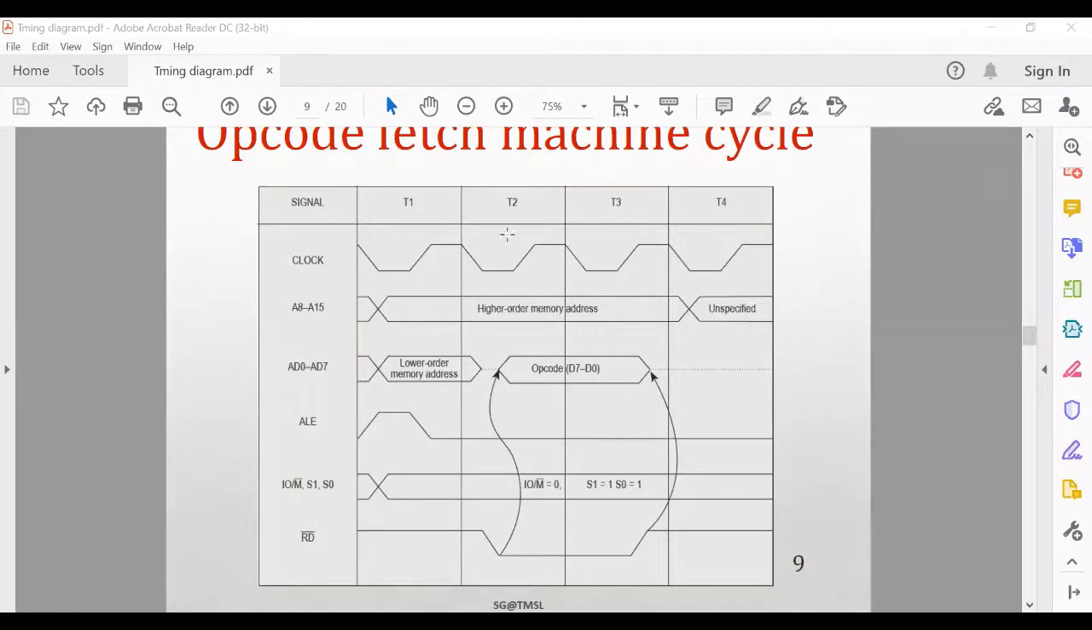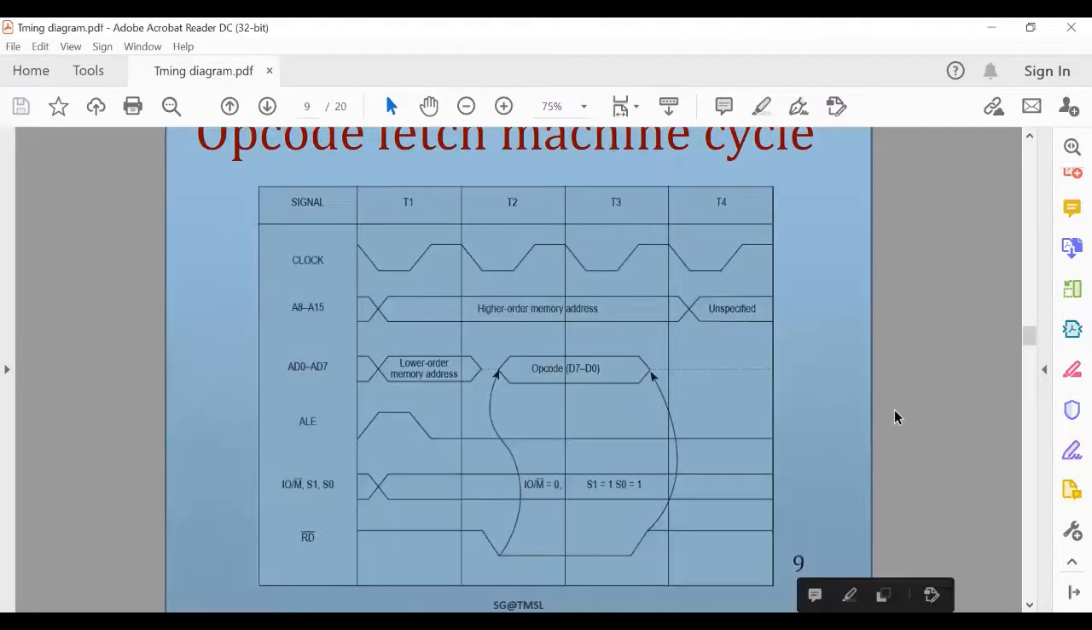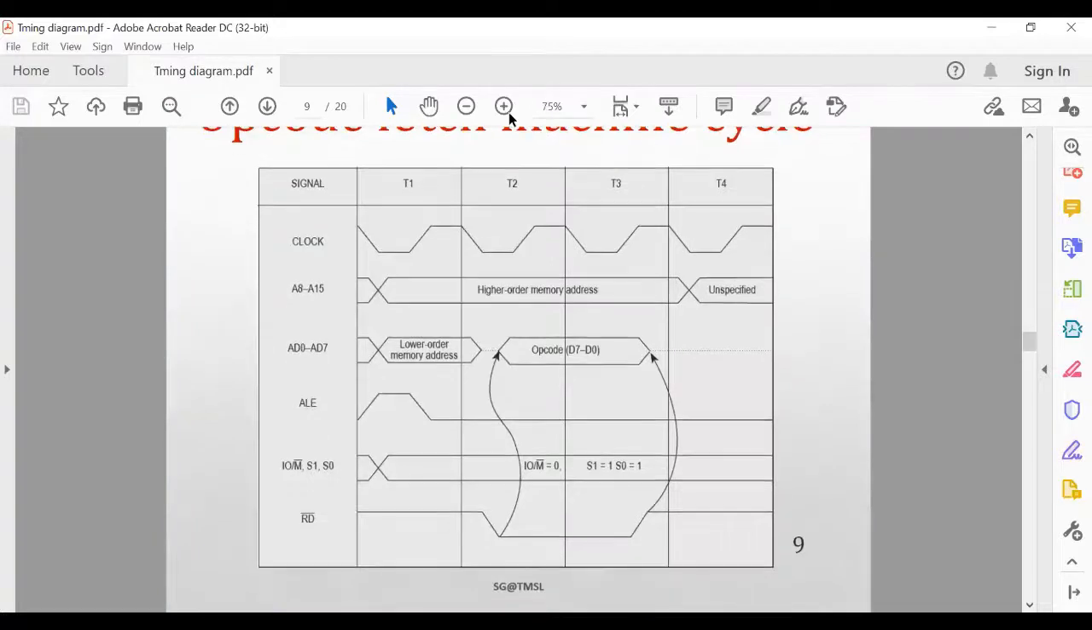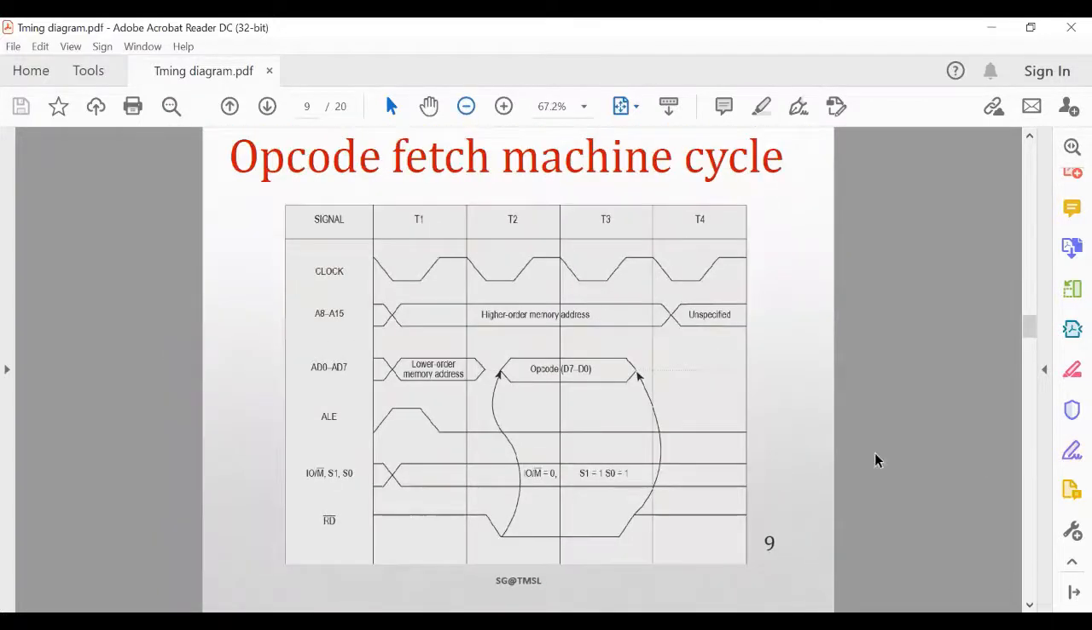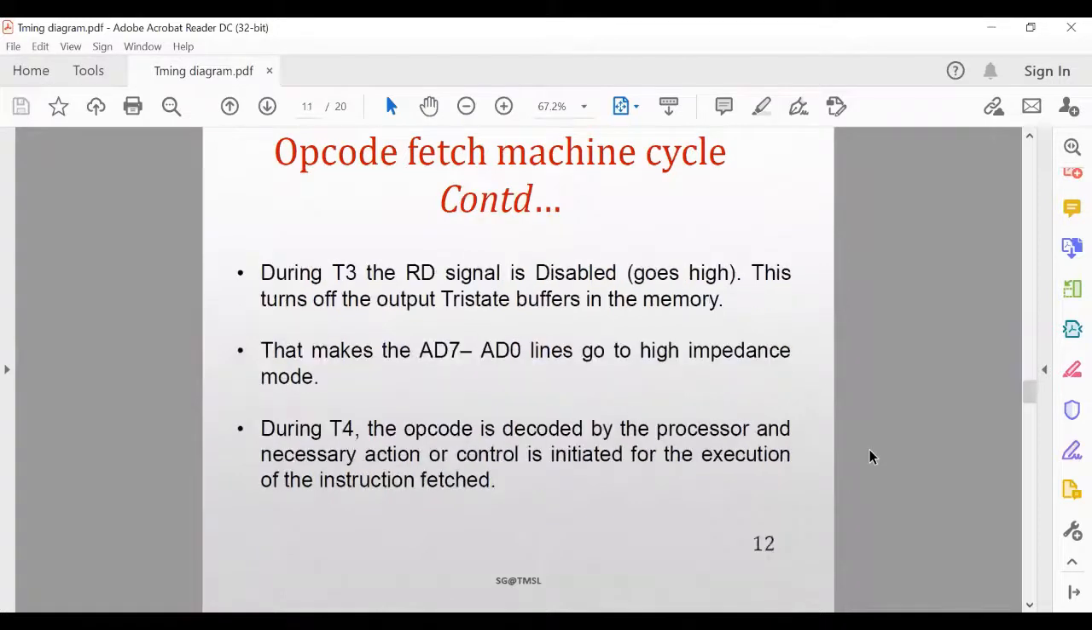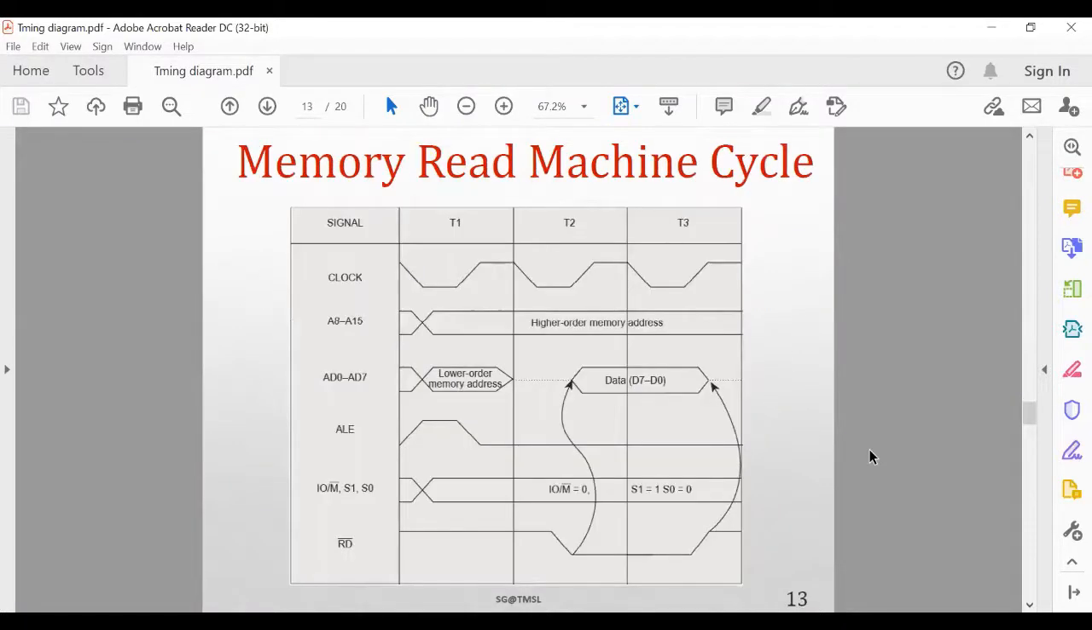So this type of representation will be for every machine cycle, whether it's opcode fetch or memory read, more or less the same type of design diagram will be there. So that was the opcode fetch machine cycle. Next is the memory read machine cycle. Okay.